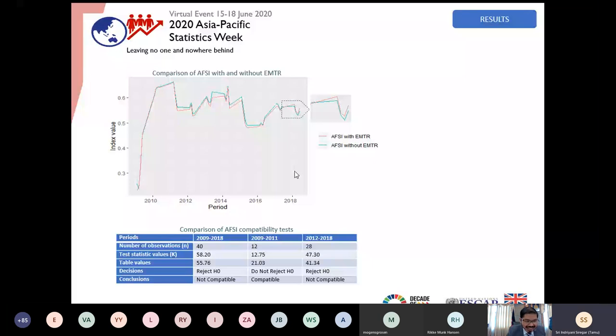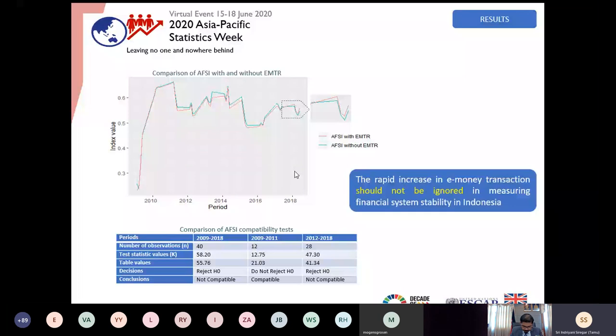Furthermore, if we divide the period, it can be concluded that the existence of the e-money transaction ratio has not been able to significantly affect the value of the financial system stability index before 2012. However, starting in 2012, it indicates that the existence of the e-money transaction ratio has been able to change the movements of the financial system stability index. Therefore, the rapid increase in e-money transactions should not be ignored in measuring financial system stability in Indonesia.